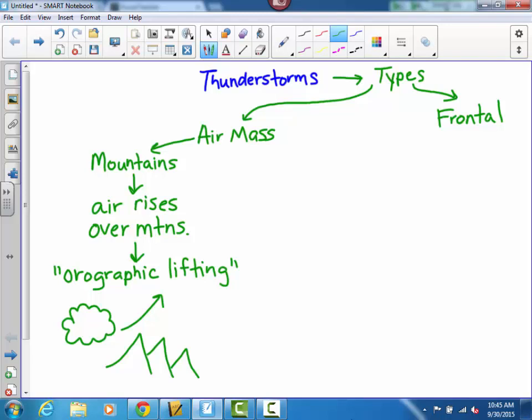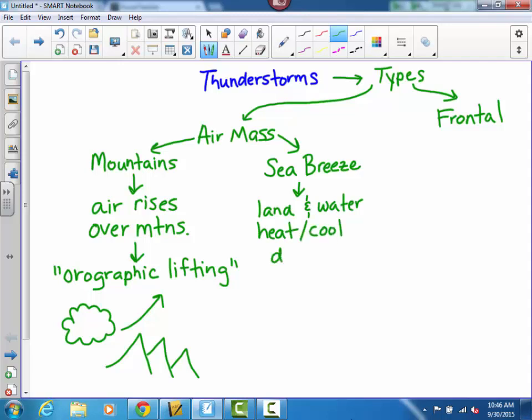The second kind of air mass thunderstorm occurs when you're next to the ocean and you have a sea breeze. Again, not something that we really have around here. Sea breezes occur because, and this we do know from chapter 11, land and water heat and cool differently. Land and water heat and cool differently.